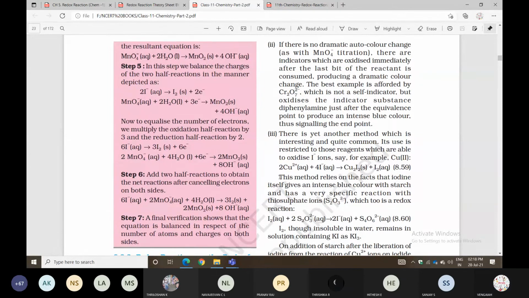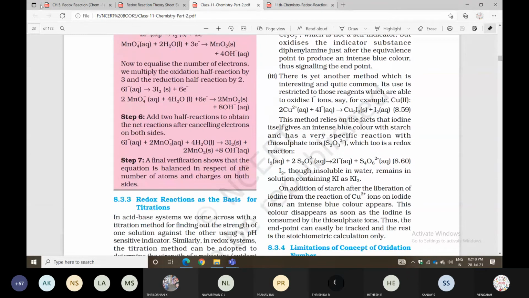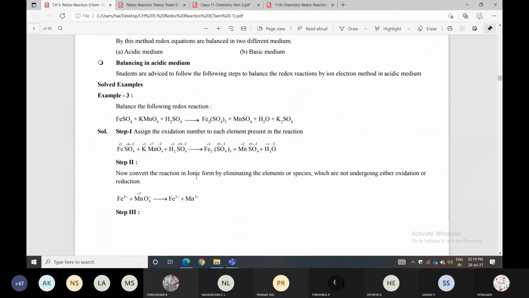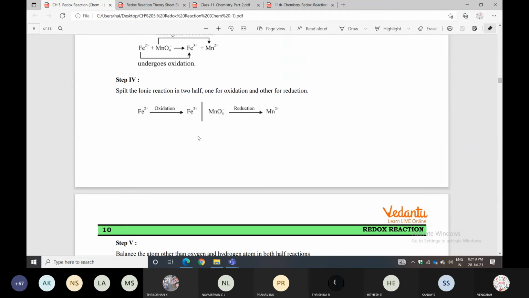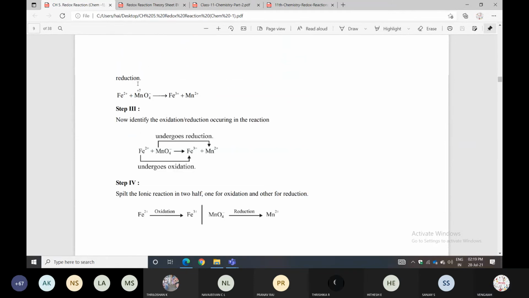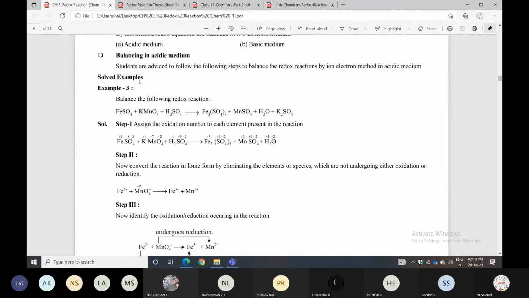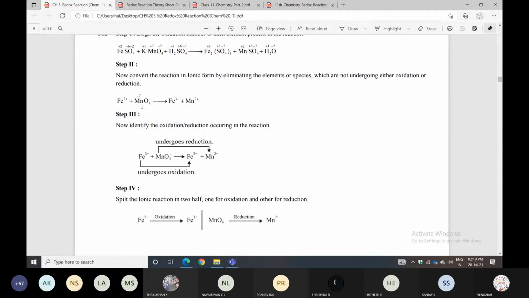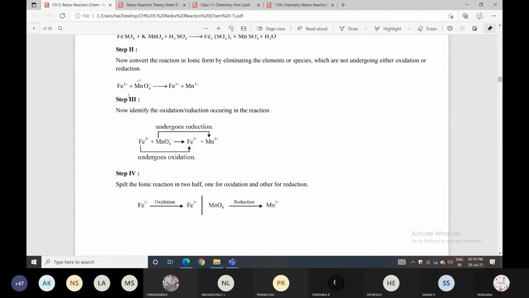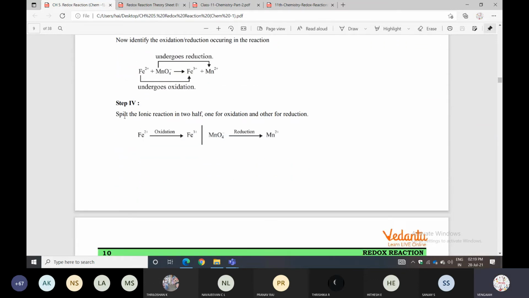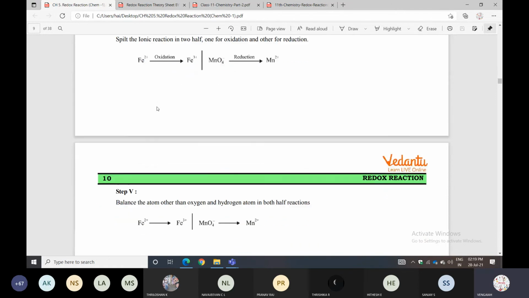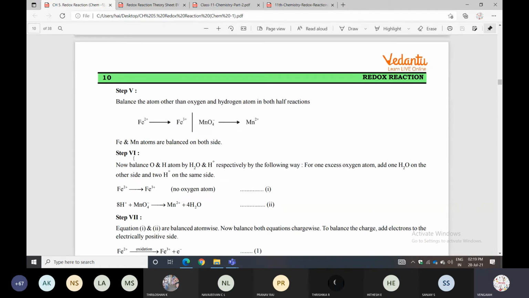Yes. So listen, one more question. Balancing the redox reaction. In balancing the redox reaction, we make it into 2 half reactions, one is the oxidation half reaction, the next one is the reduction half reaction. Now balance the oxygen and hydrogen atoms.